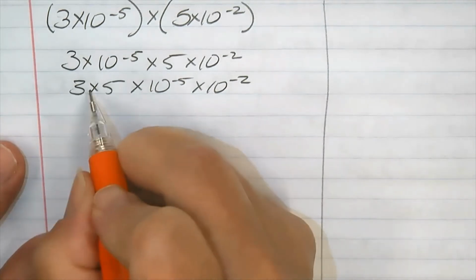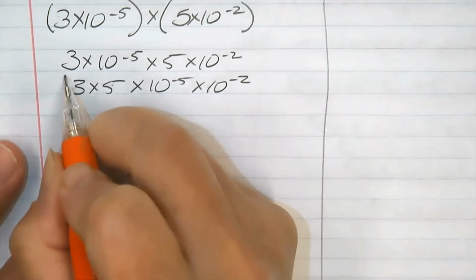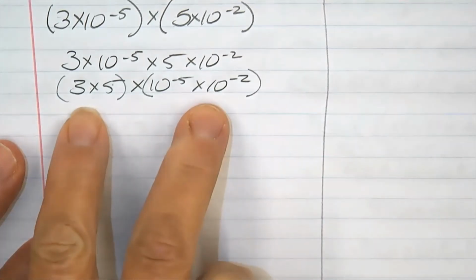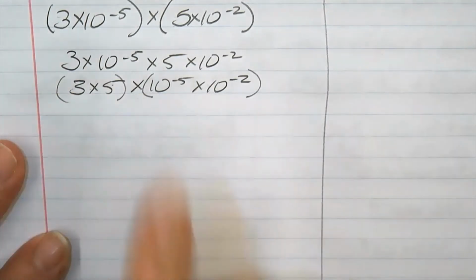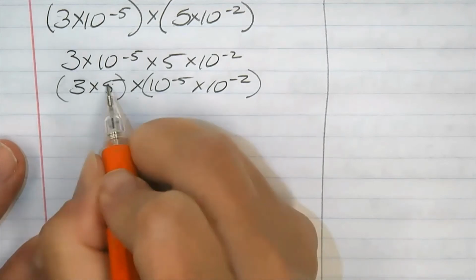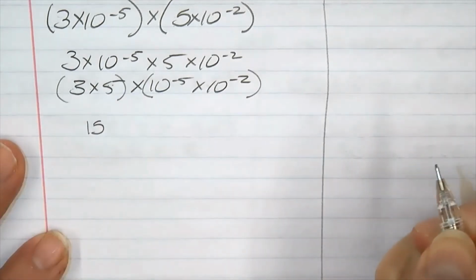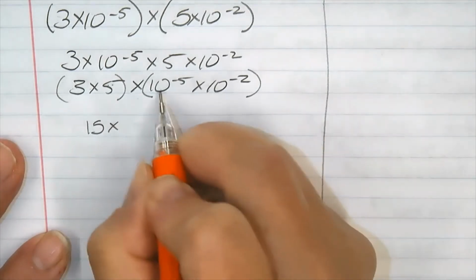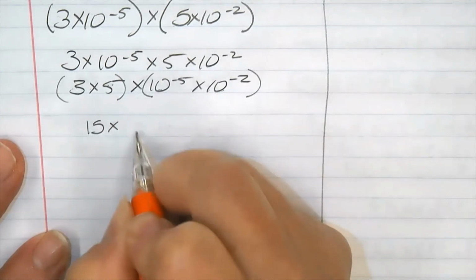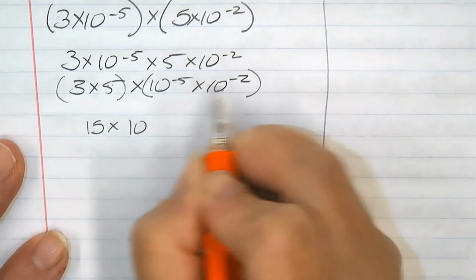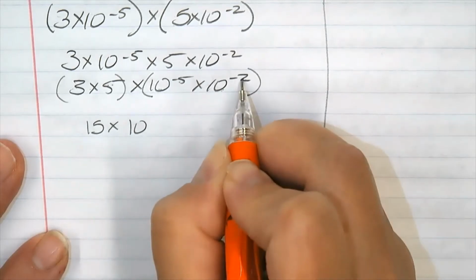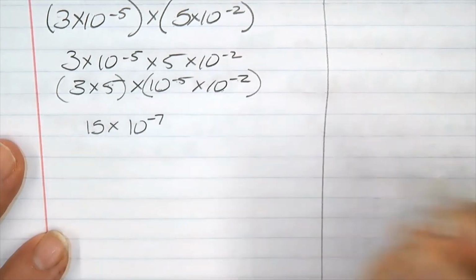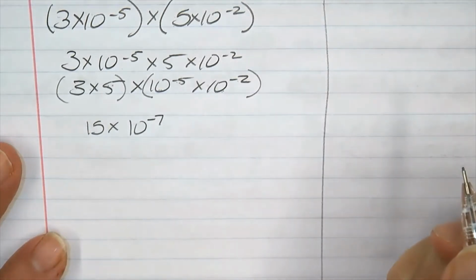Now, the associative property says we can put our parentheses where we need them. So 3 times 5 is 15. And here, my base is the same, so I'm going to add these exponents together. Negative 5 plus negative 2 is negative 7.